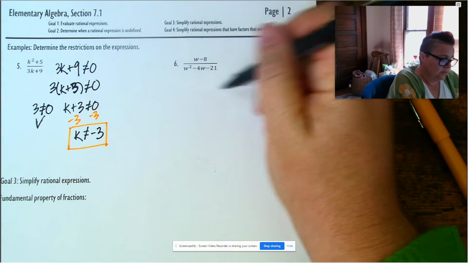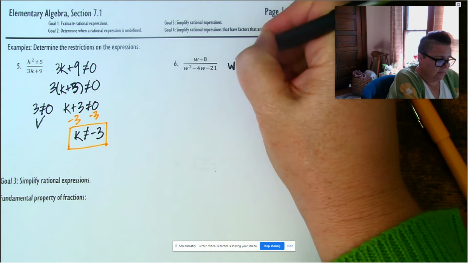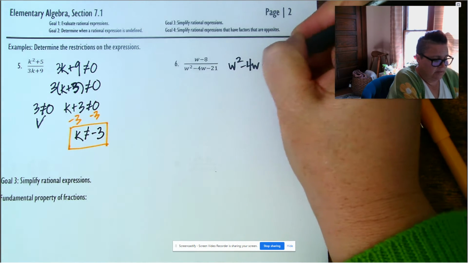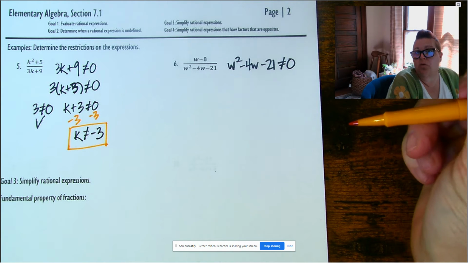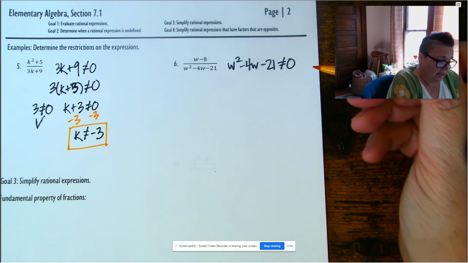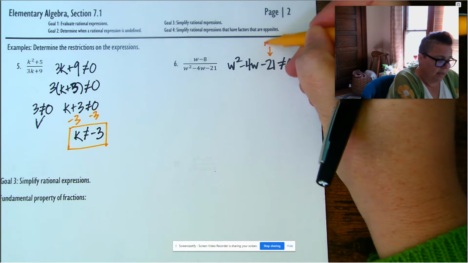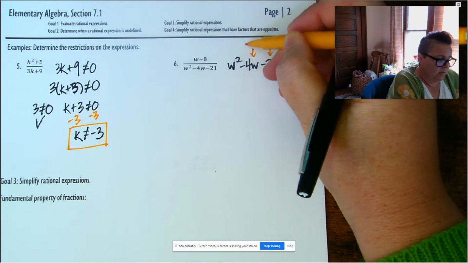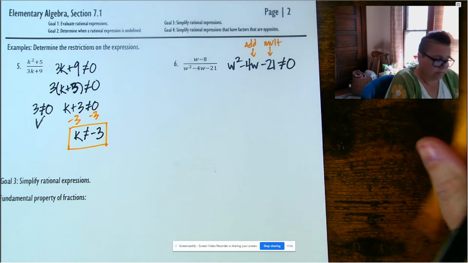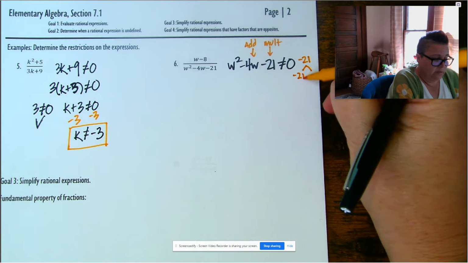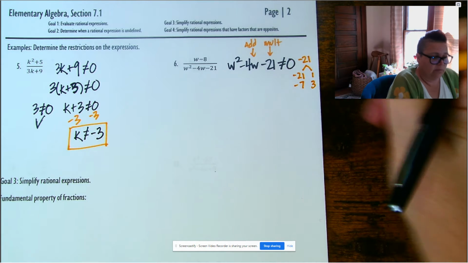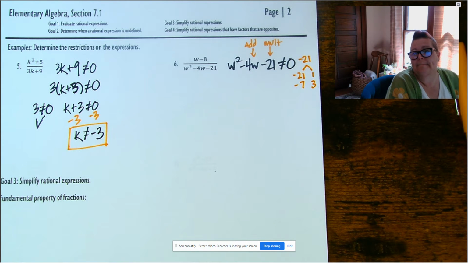Any denominator we have, we do not want it to equal 0. So here I have w squared minus 4w minus 21 cannot be 0. Now, just like before, this is a quadratic equation. We're going to want to see if it's factorable. So what numbers multiply to give us a negative 21, but when we add them, we get a negative 4? That could be a negative 21 and 1. It could be a negative 7 and 3. I think it's the negative 7 and 3, right? So I'm going to go ahead and factor this using the mental math.